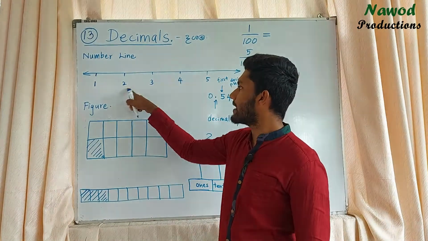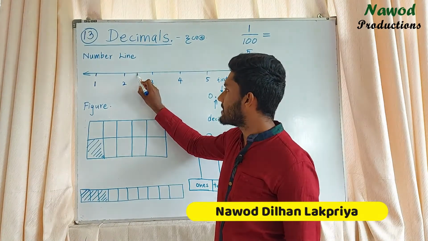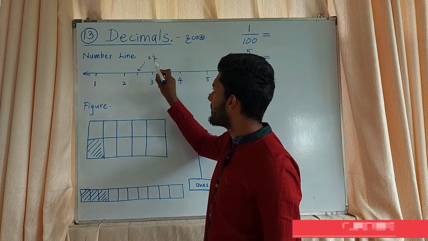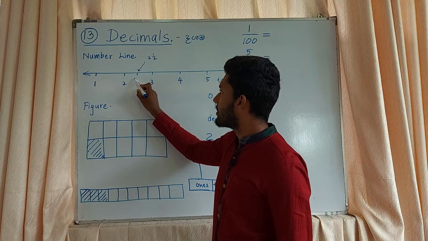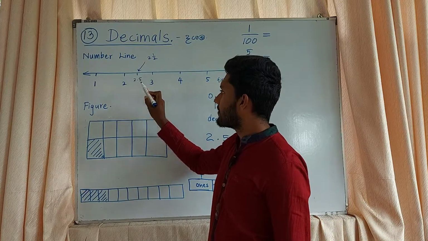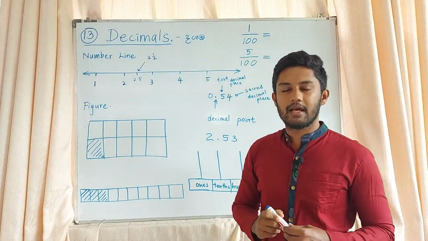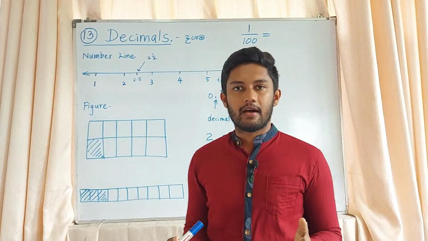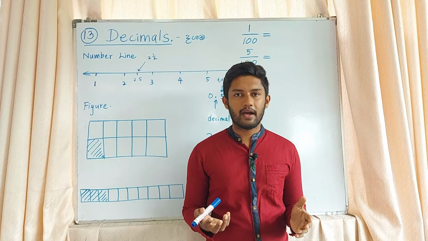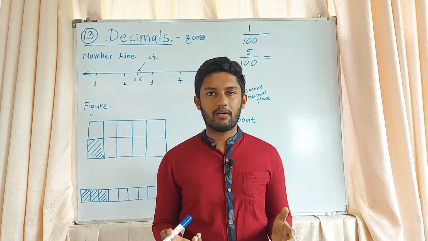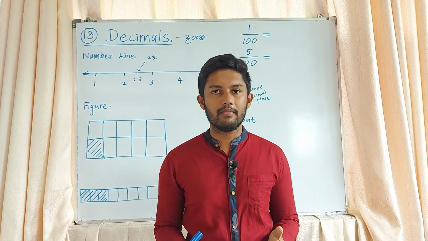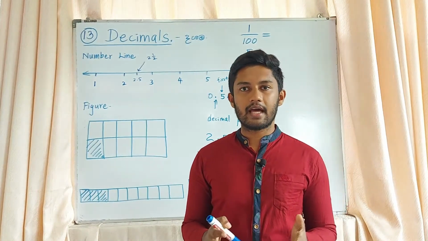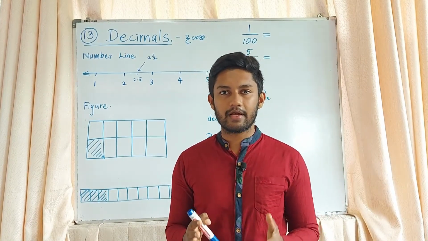When considering 2 and 3, the middle value is 2.5. That is a decimal. Then we can understand that in between the whole numbers we can identify the decimal numbers or else the fractions. We can denote them as a fraction or else a decimal. Then we can say that decimals are equal to fractions.